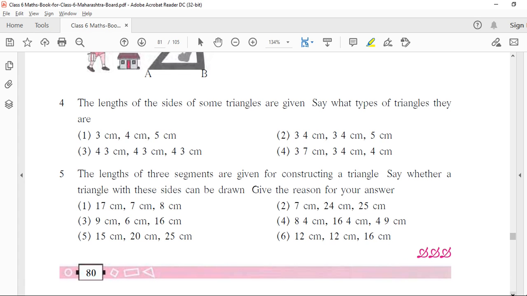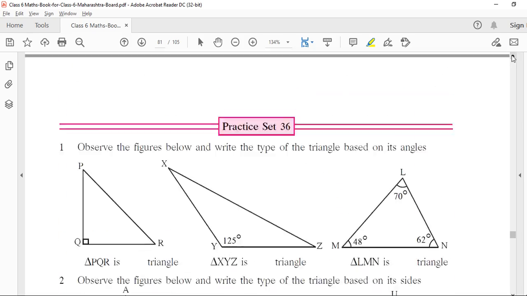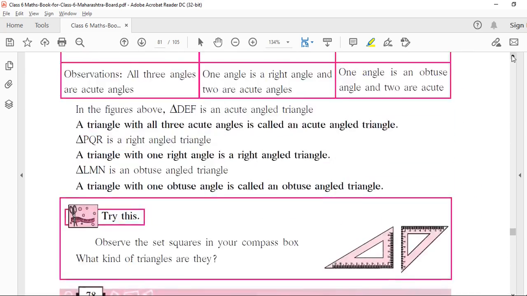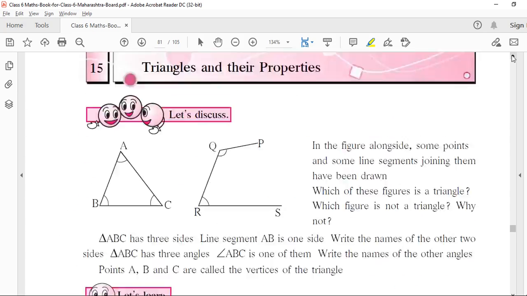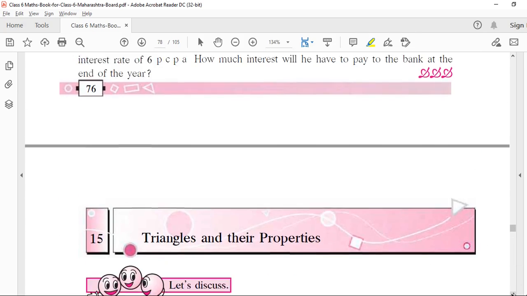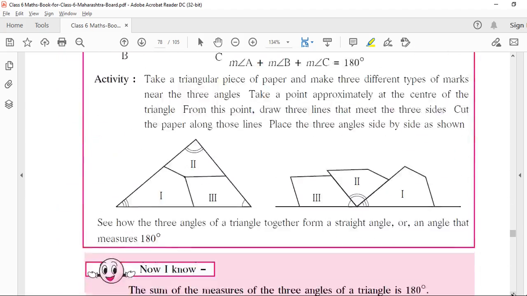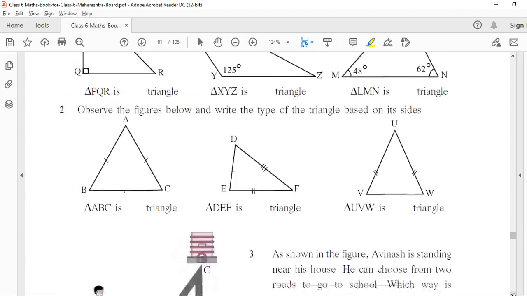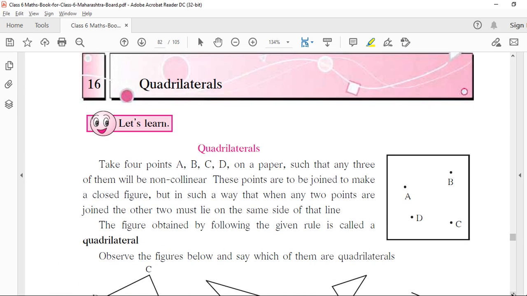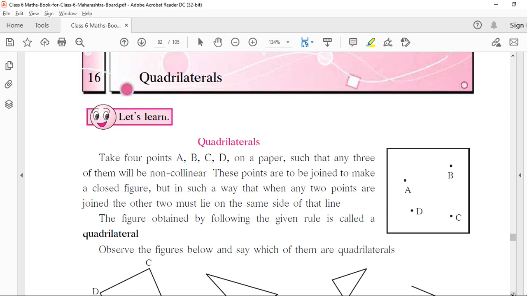So I hope you guys have understood this chapter. It was a small chapter with only one exercise. So the next chapter that we will be covering is chapter number 16. We are very close to finishing our syllabus for class 6 students. I hope you guys are enjoying and keep on practicing, and very soon we will come with chapter number 16.